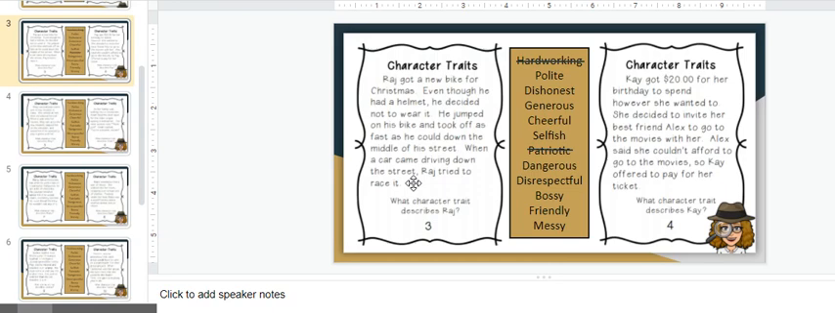Make sure that you give me then the 2 sentences. First, give me evidence, and then tell me what you know about that character trait that showed you, that proved to you that Raj was that, right?